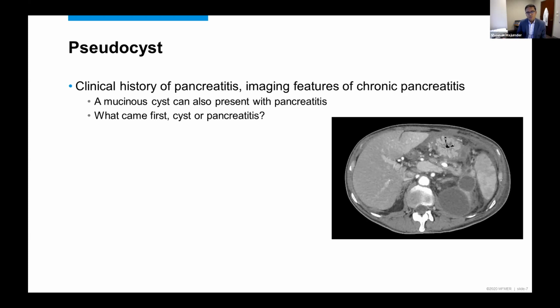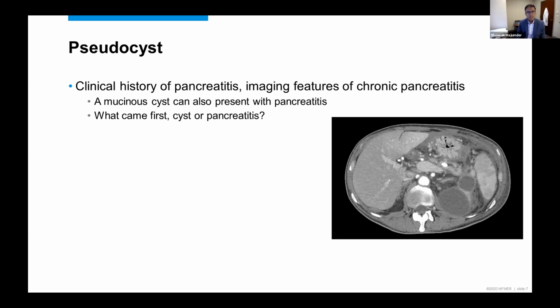And oftentimes we'll see imaging features of chronic pancreatitis in the background. So if you look at the image here, we see this large cystic collection. But if you turn your attention to the pancreas, you'll see there is evidence of pancreatic ductal calcification and a dilated duct, which is radiologically suggestive of chronic pancreatitis. Now, this won't be present in all cases, but when present, it's very helpful.